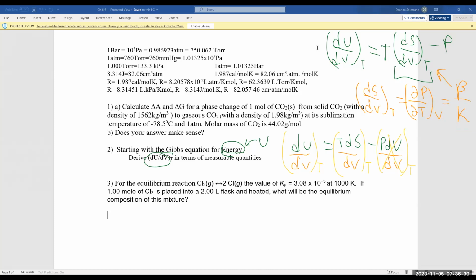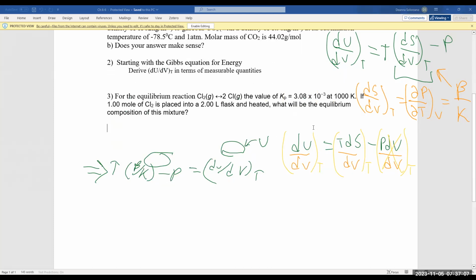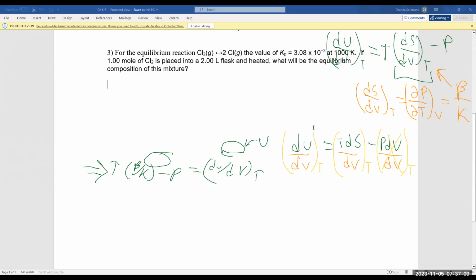So that's going to equal T beta over kappa minus P. That's going to be your dU over dV at constant T derivative. Yeah? Okay. Go ahead and erase that. Scroll down first. You guys have a little bit more time.